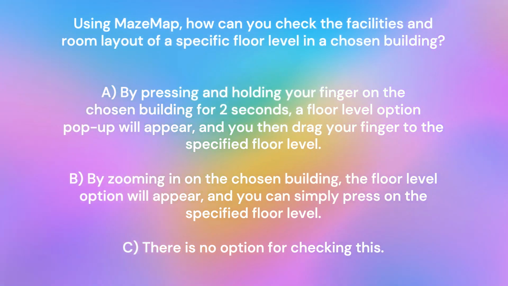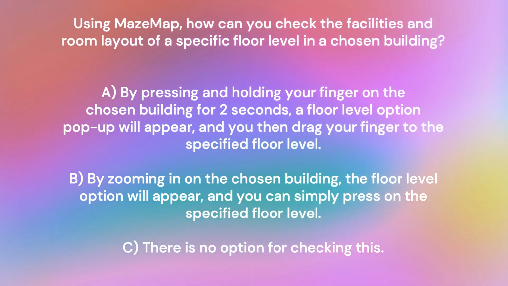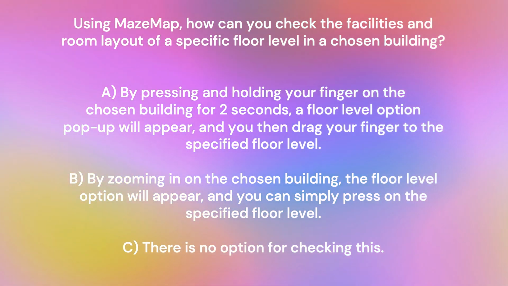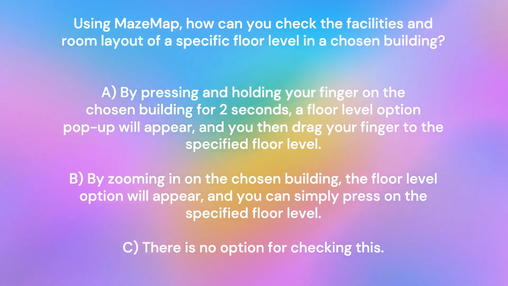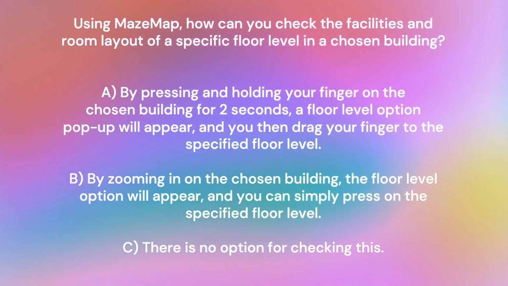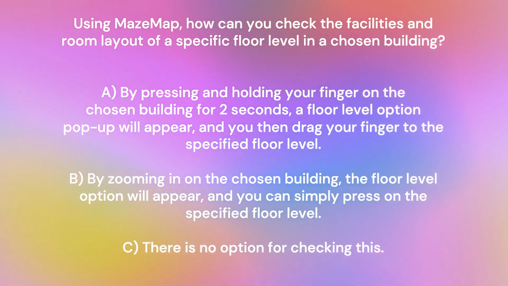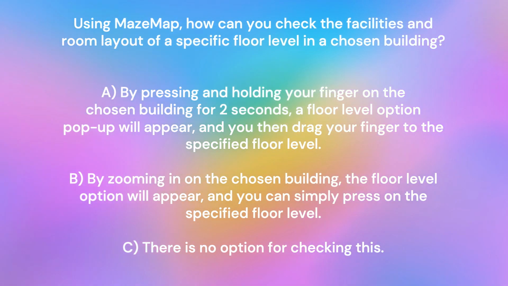Option A. By pressing and holding your finger on the chosen building for 2 seconds, a floor level option pop-up will appear, and you then drag your finger to the specified floor level. Option B. By zooming in on the chosen building, the floor level option will appear, and you can simply press on the specified floor level. Option C. There is no option for checking this.